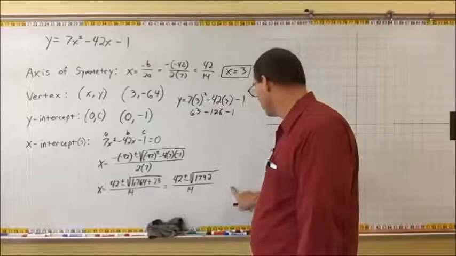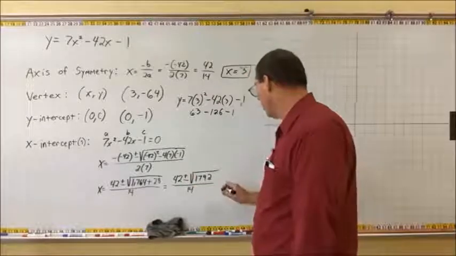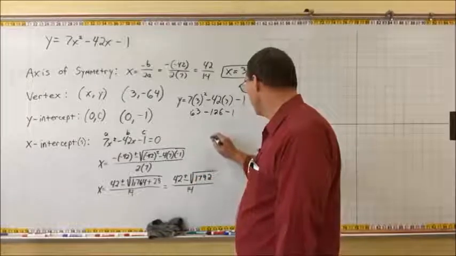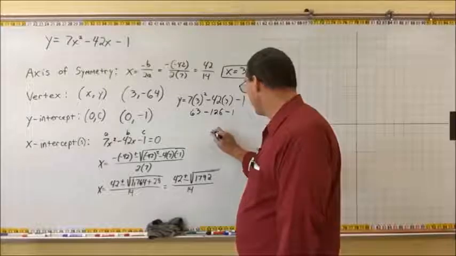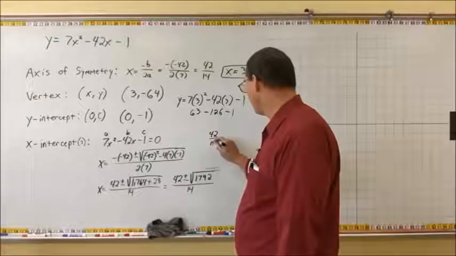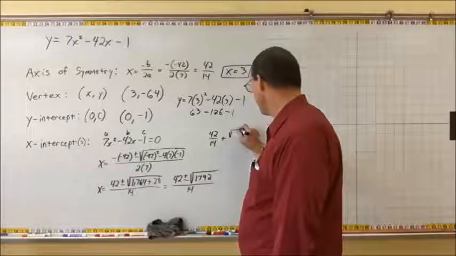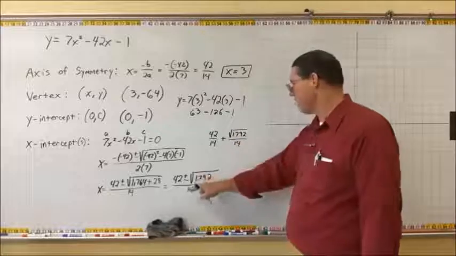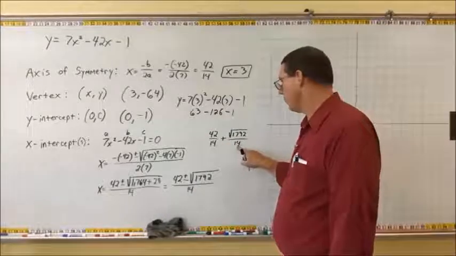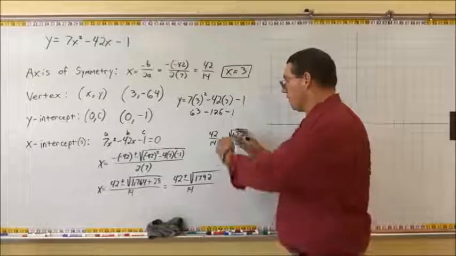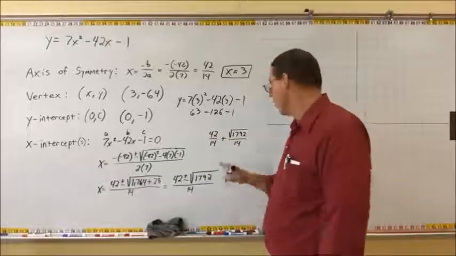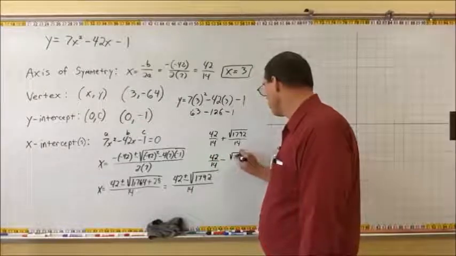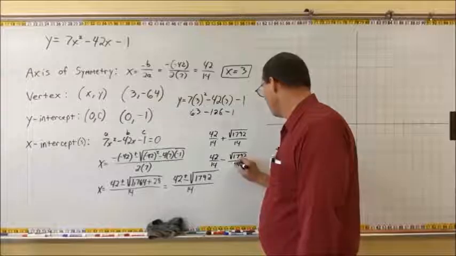Now, you want to see something interesting here, is we can actually break this apart. This actually becomes 42 plus and then 42 minus. I'm going to break up the fractions. I'm going to go 42 over 14 plus the square root of 1792 over 14. See, this is the same as this, because it's a common denominator. So we could turn it into one fraction, or we can break it apart into two fractions. The other one is going to be 42 over 14 minus the square root of 1792 over 14.